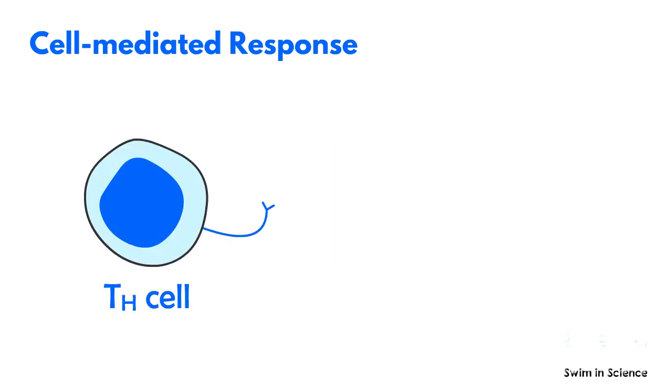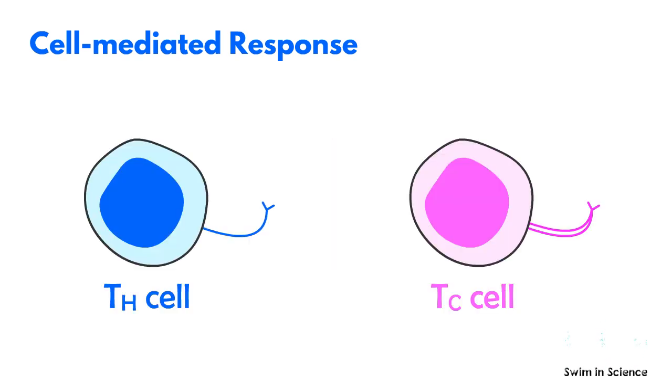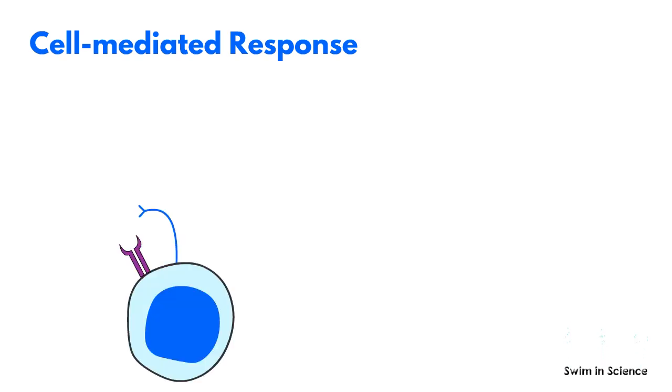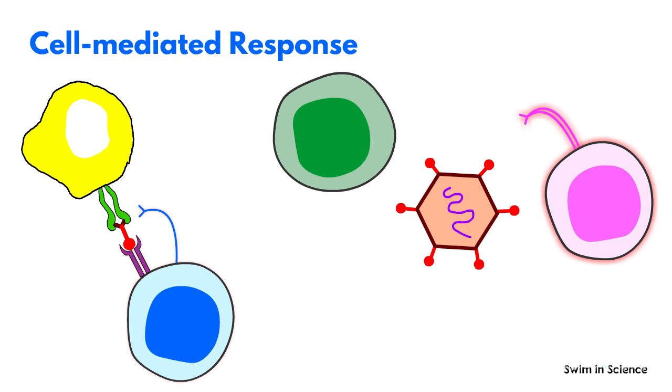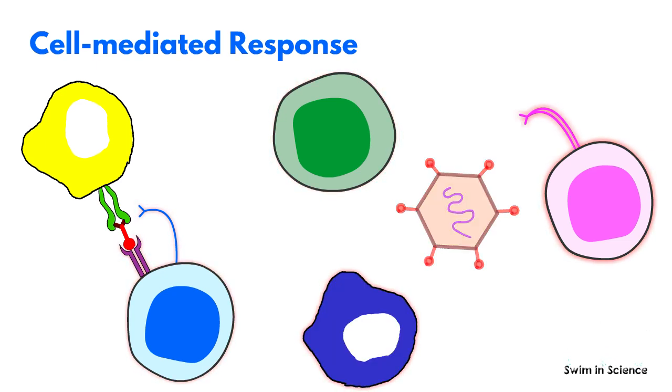Cell-mediated response occurs through T cells. Both T helper cells and T cytotoxic cells take part in cell-mediated response. T helper cells are activated when their receptors recognize antigens bound to MHC class II molecules. Activated T helper cells secrete cytokines, that in turn activate B cells, T cytotoxic cells, and macrophages, which eliminate the pathogen by their respective methods of pathogen elimination.